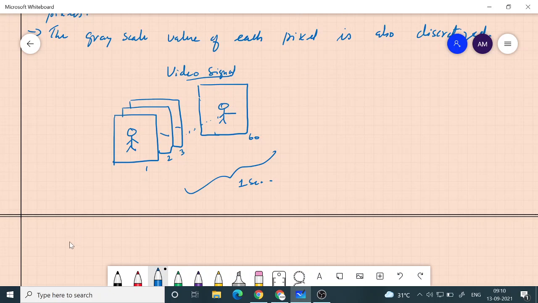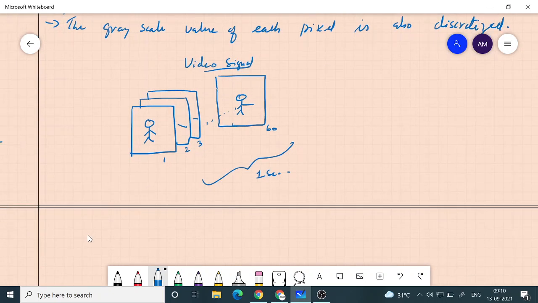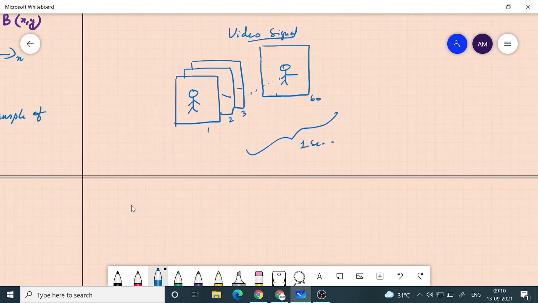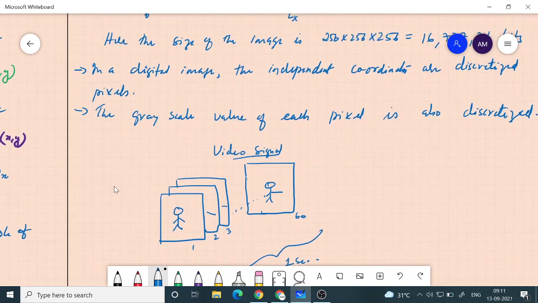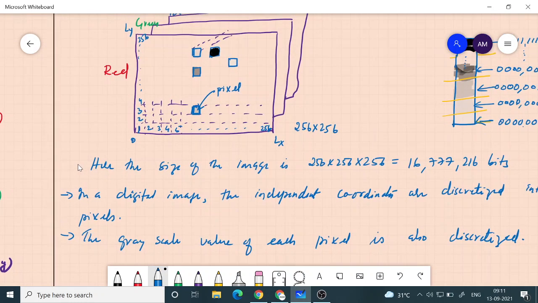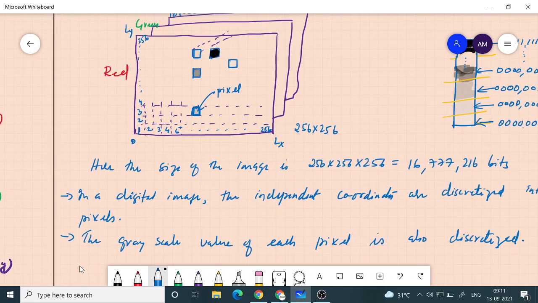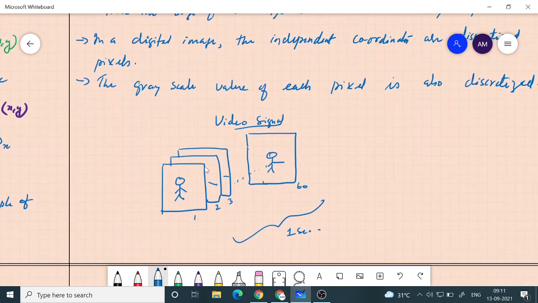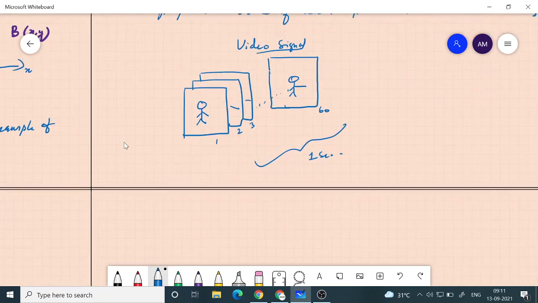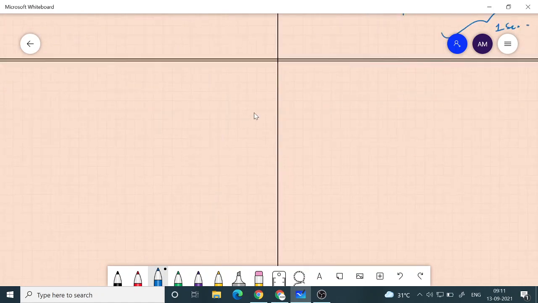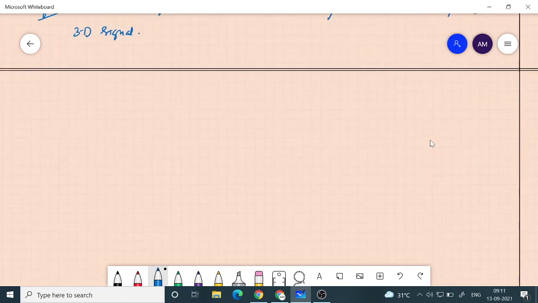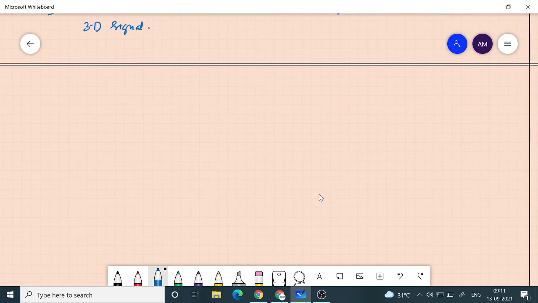Okay, is that clear? Yes, sir. So over and above whatever we said with respect to the image, all these are there in a video, but over and above we are introducing different pictures or different frames, they call it, with respect to time. So they are very closely related. Image and video, they are closely related.